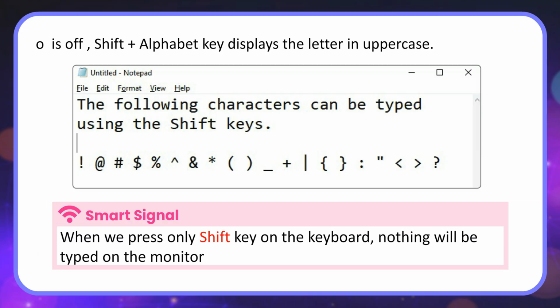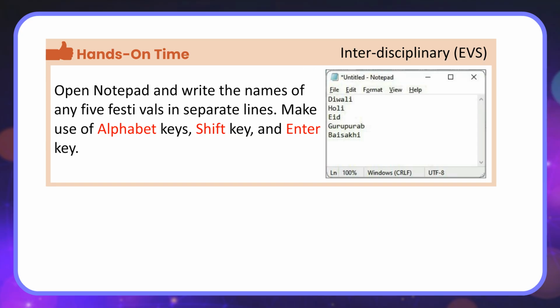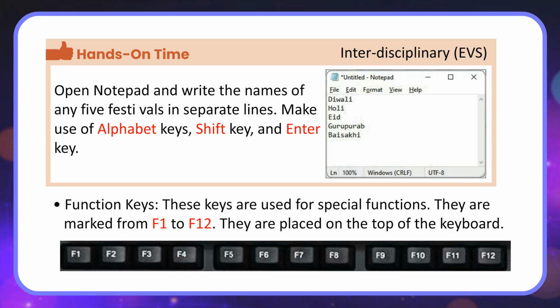Smart signal. When we press only Shift key on the keyboard, nothing will be typed on the monitor. Hands-on time. Interdisciplinary, EVS. Open Notepad and write the names of any 5 festivals in separate lines. Make use of alphabet keys, Shift key, and Enter key.